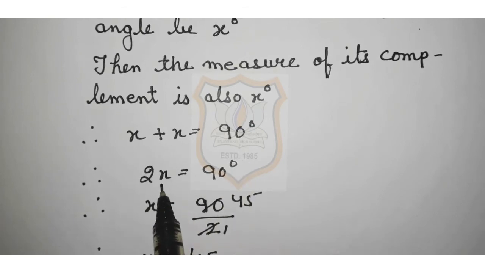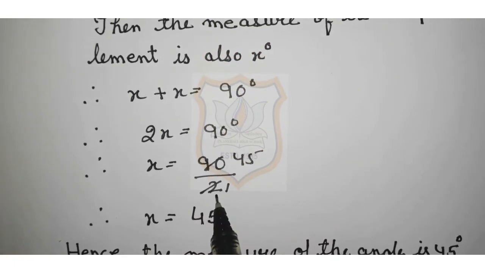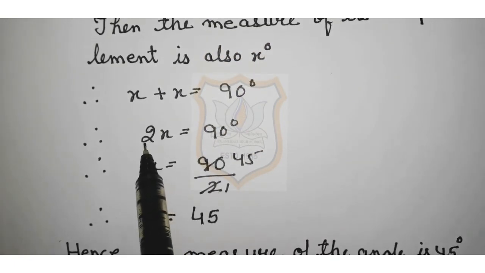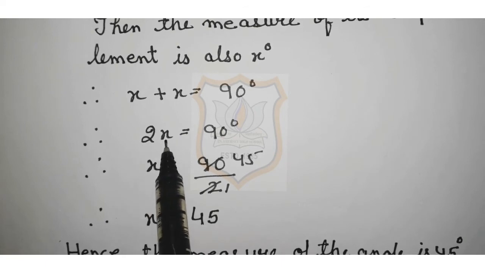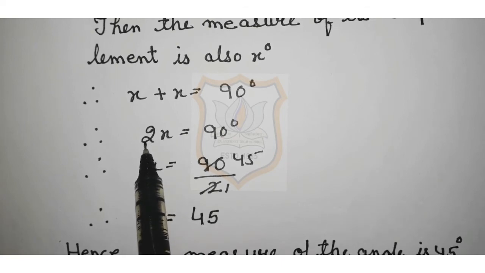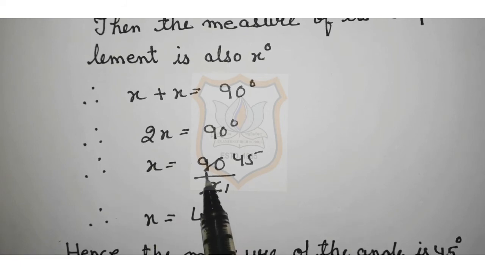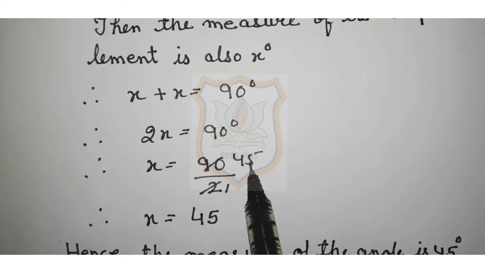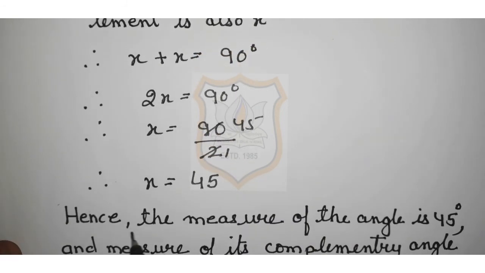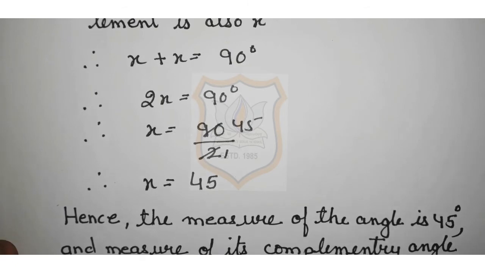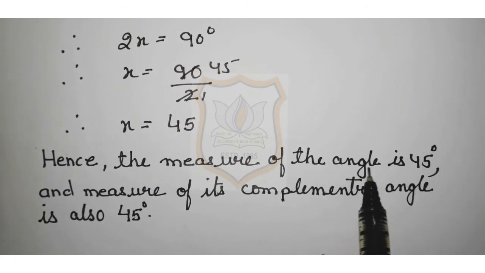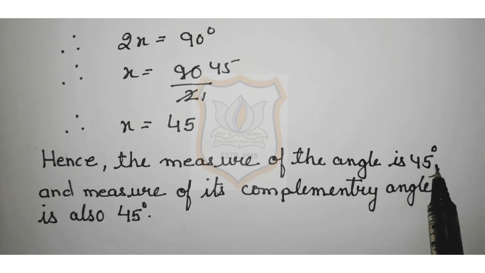So x plus x is equal to 2x. 2x is equal to 90 degree. Then the value of x is equal to 90 upon 2. Why? Because this 2x is 2 into x, and while transposing, this 2 will be converted into division. So x is equal to 90 upon 2. 2 ones are 2 and 2 45 times is equal to 90. So the value of x is equal to 45. Hence the measure of the angle is 45 degree and the measure of its complementary angle is also 45 degree.